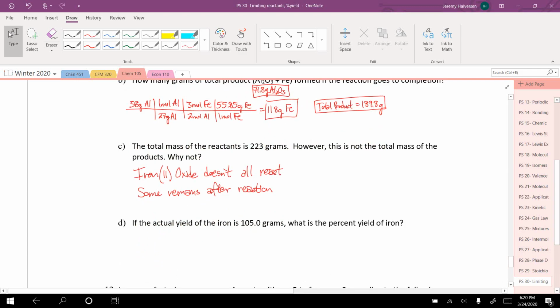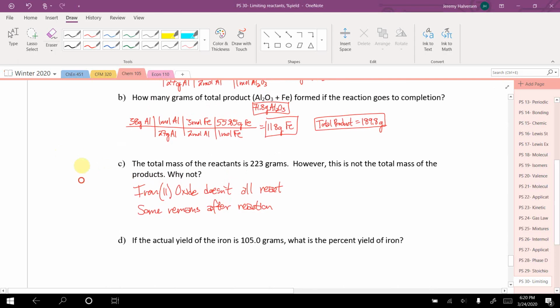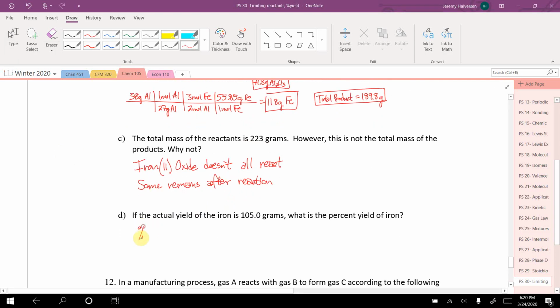All right, if the actual yield is 105 grams of iron, what's the percent yield of iron? Okay, well, the percent yield is my actual, which was 105, divided by my theoretical, which was 118 for iron. Make sure they're the same units, both grams here. And that gets me 89%.